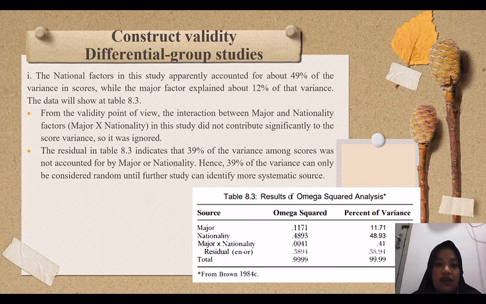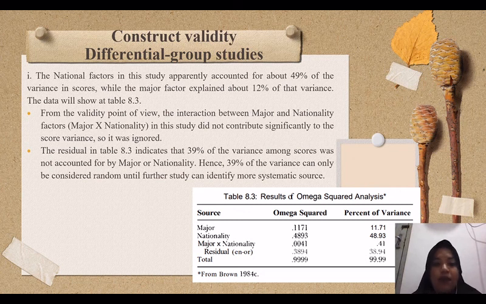The next is the national factors. In the study, national factors apparently accounted for about 49% of the variance in score, while the major factor explained about 12% of that variance. The data will be shown in table A3.